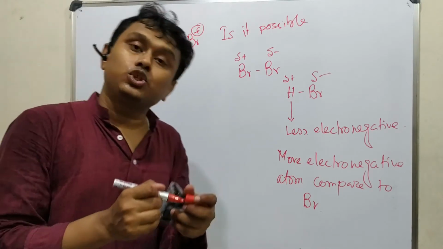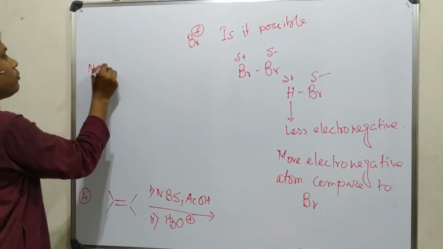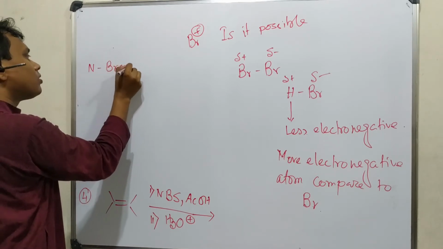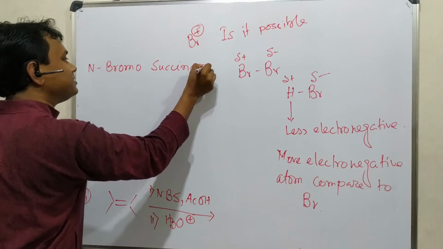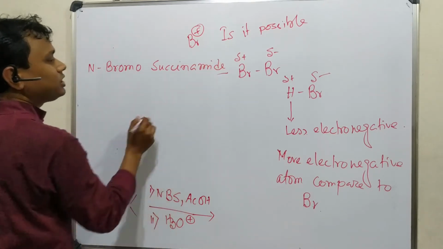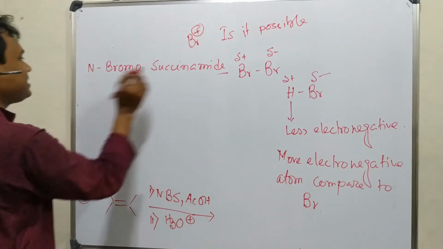And one actual reagent in this situation is N-bromosuccinamide. Okay, so keep it in mind. This is the background concept of choosing such a reagent. Okay, this is the N-bromosuccinamide.